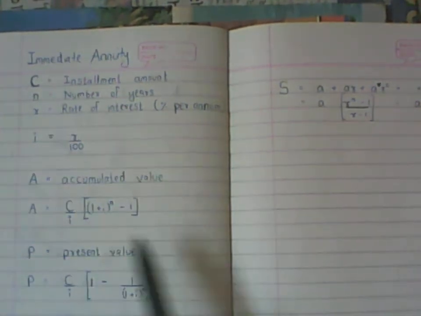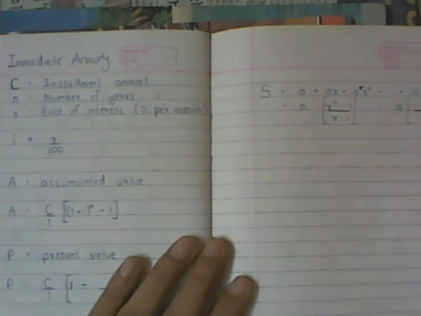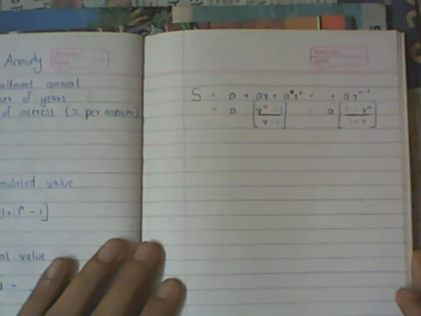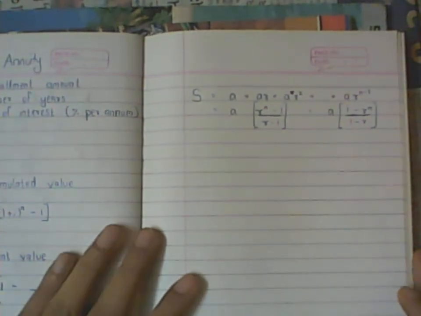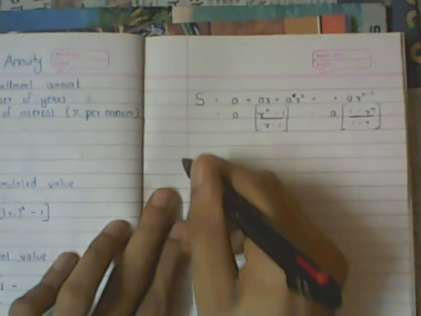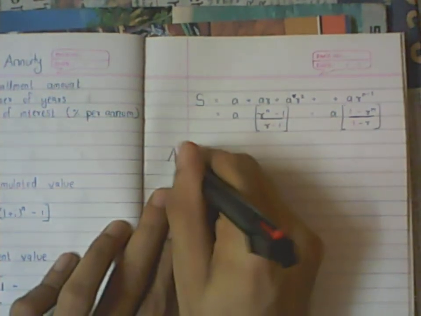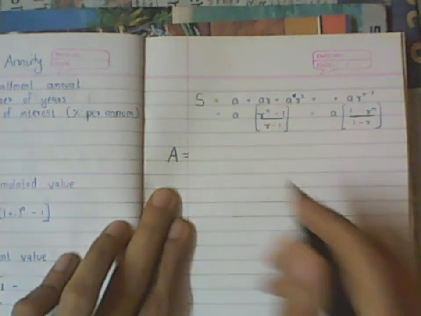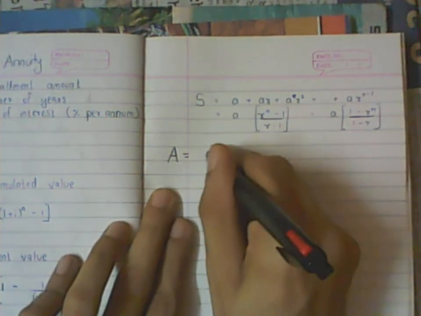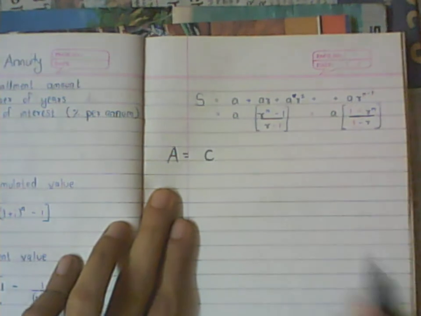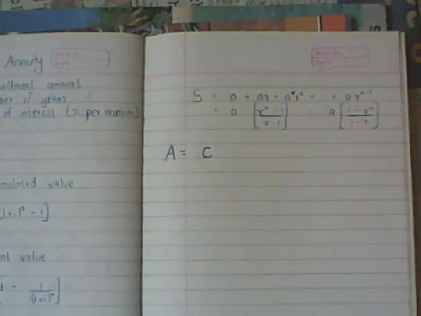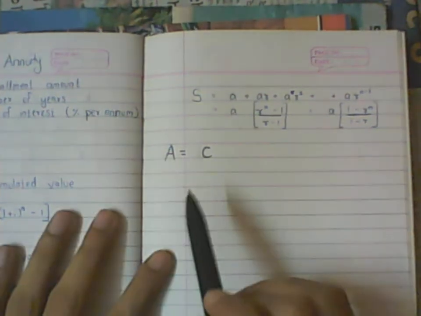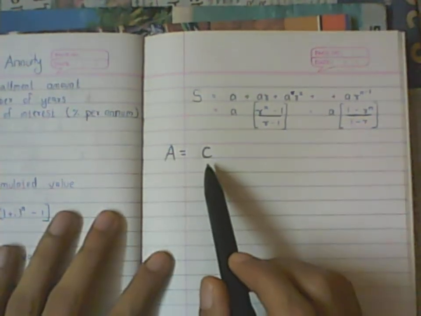So this is the formula, and you can come up with this formula by looking at the future value of each and every installment that you make. So if I were to derive the formula, I would start with A. Let's think about the first installment that I make. I make the installment C, which will gain compound interest, but it will gain compound interest for n minus 1 years, because I am investing it at the end of the first year.